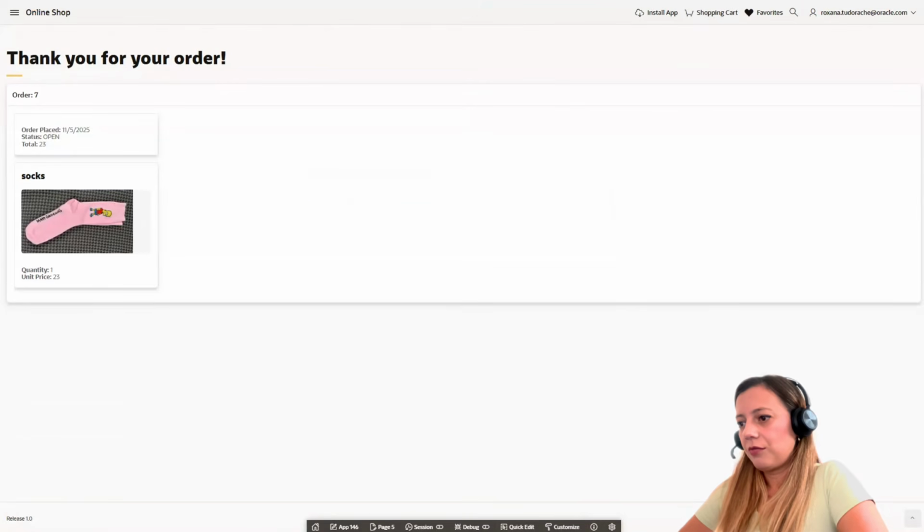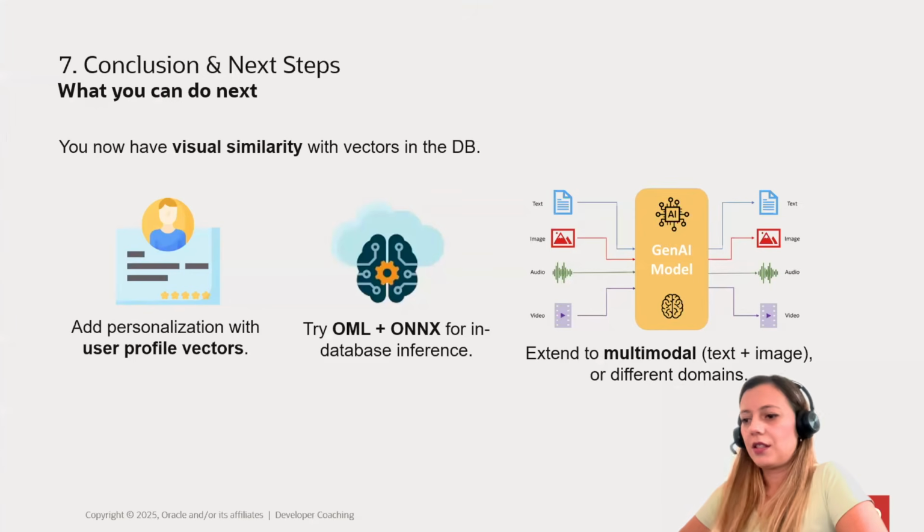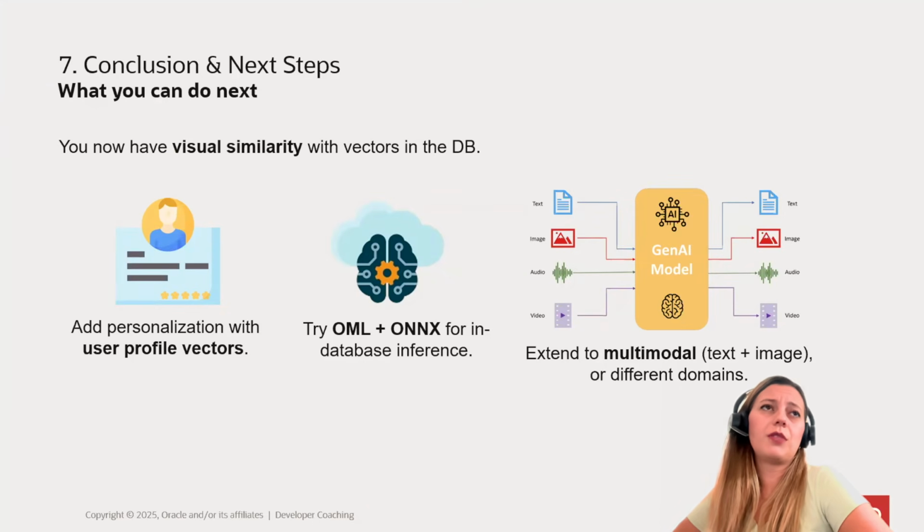Now let me move back to the slides, to the conclusion and next steps, what you can do. You now have visual similarity with vectors in the database. You can do personalization with user profile vectors like I did in this example.